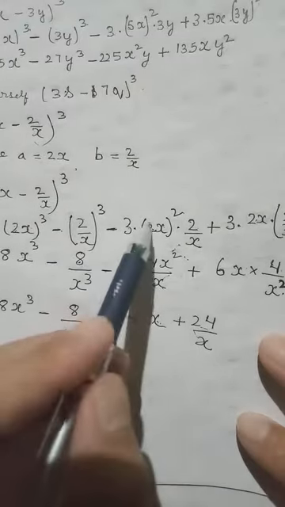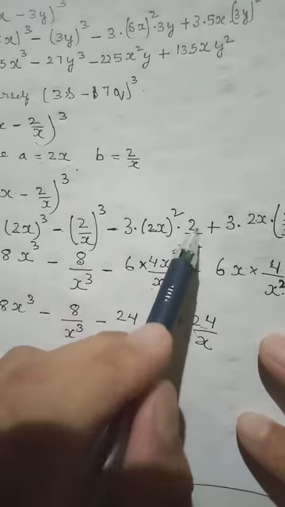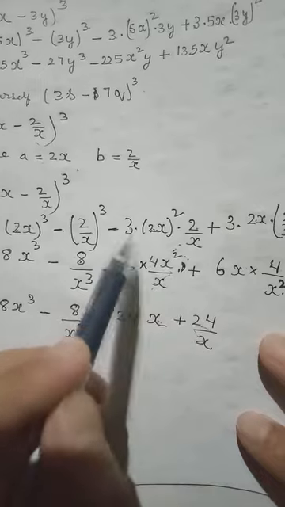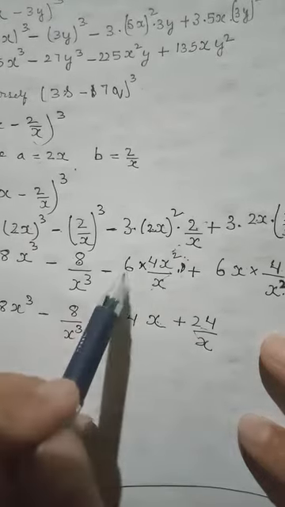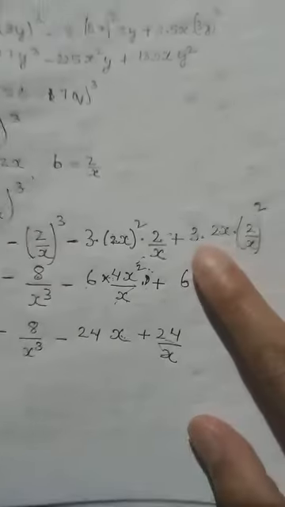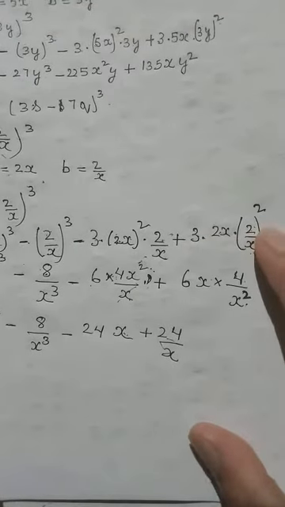Okay, here I made a mistake. 2 into 2, 4. We have one more 2 here. 3 into 2, 6. 2 into 2, 4. 6 into 4, 24. Then here also the same. 3 into 2, 6. 2 into 2, 4.